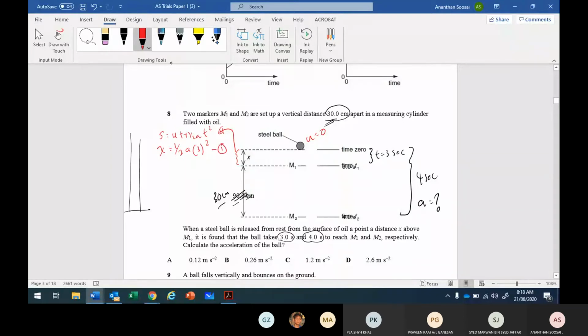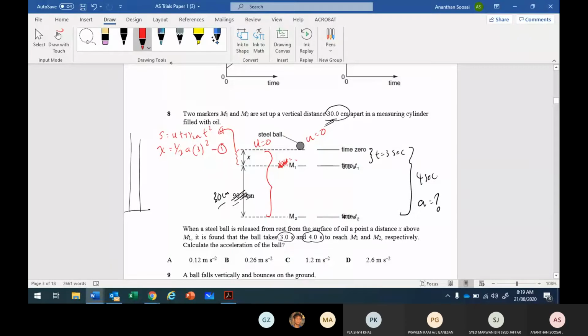So 2 unknowns. We are interested in a, but x is involved in that equation. We can't avoid it. So we have to look for another equation. Second equation, you take the entire movement from beginning to the end. Why choose the entire movement? Because we want to make use of u equals 0. Don't use the distance travelled from M1 to M2. If you use that, the initial velocity will have some value, and we don't know how much.